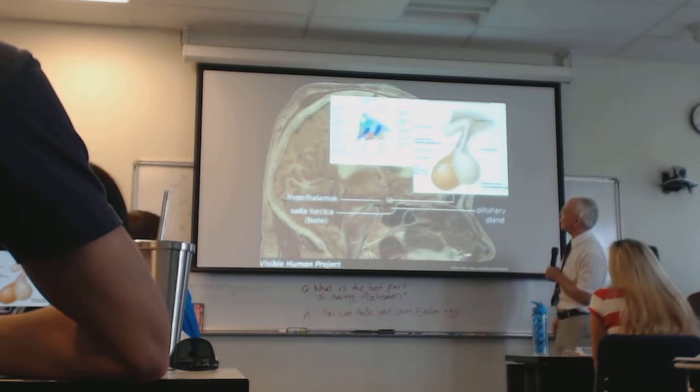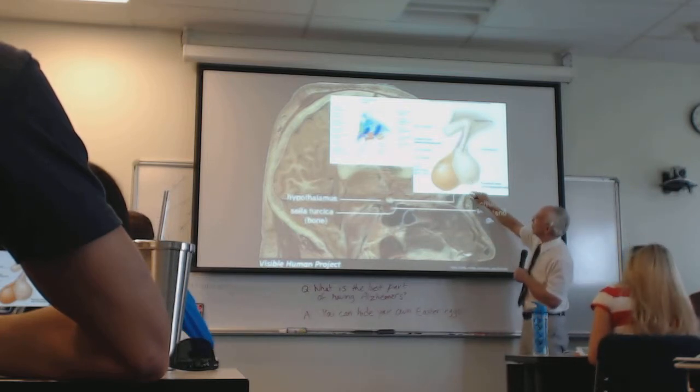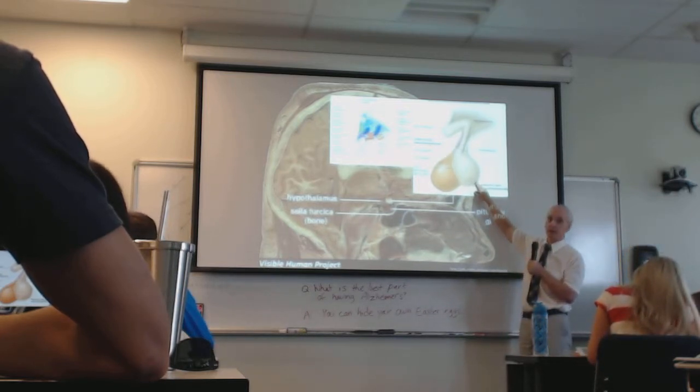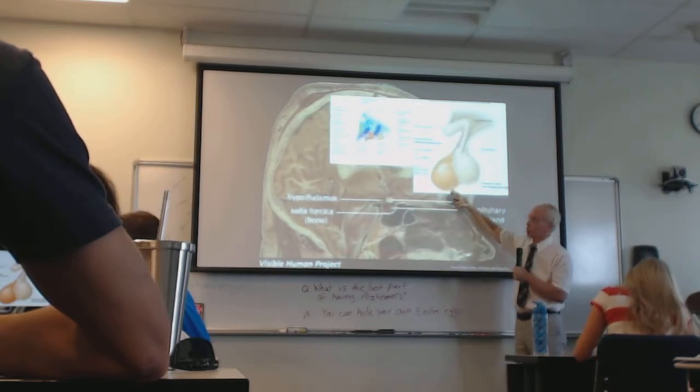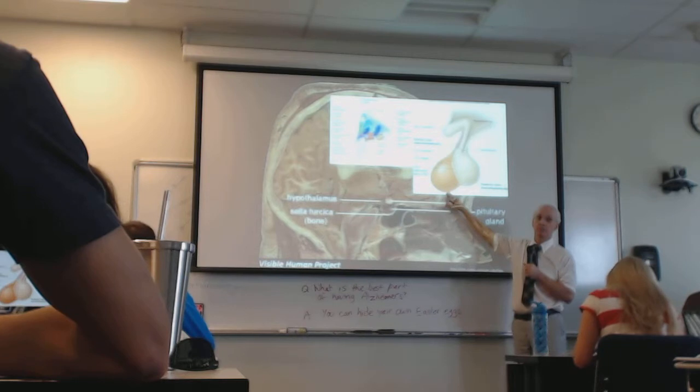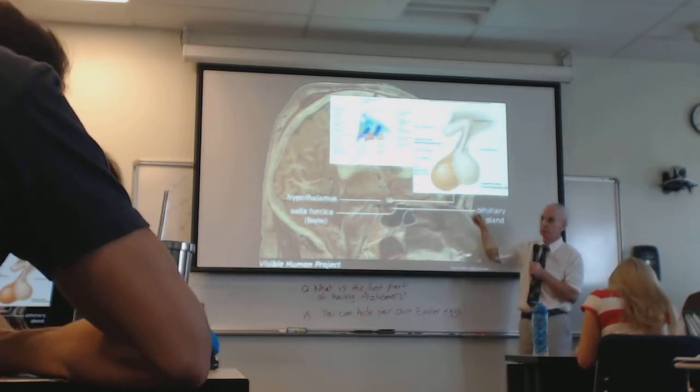But we need to make sure we pay attention to the two, because the posterior pituitary is brain. It's actually neural tissue. The anterior pituitary is not. It's endocrine. And embryologically, they have very different origins.